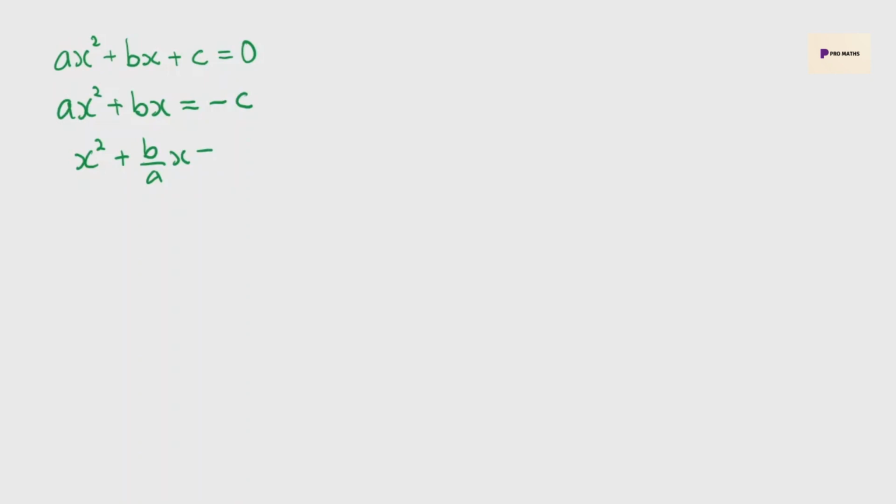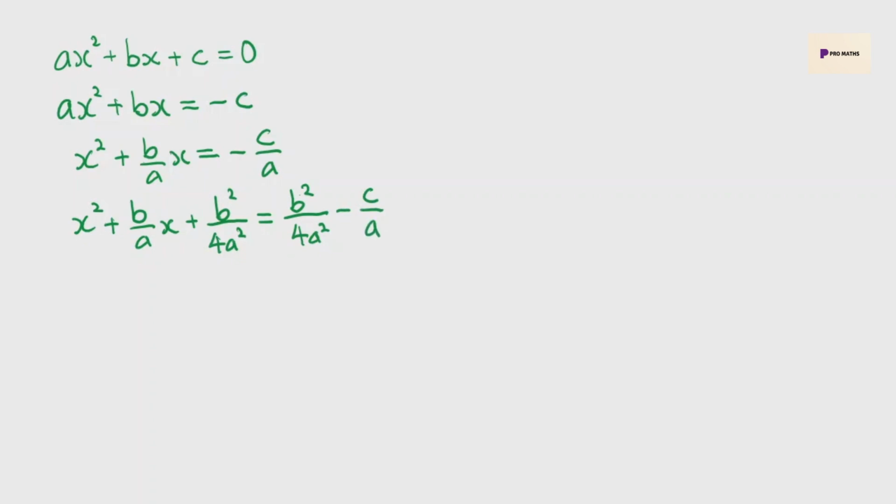It's going to be easier to work with a coefficient of x squared of 1, so let's divide the entire equation by a. Let's now complete the square on the left-hand side by adding the square of half of b on a, which is b squared on 4a squared. That means we have to add b squared on 4a squared to the right-hand side as well.